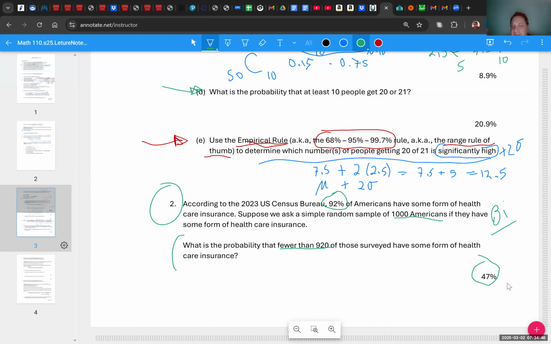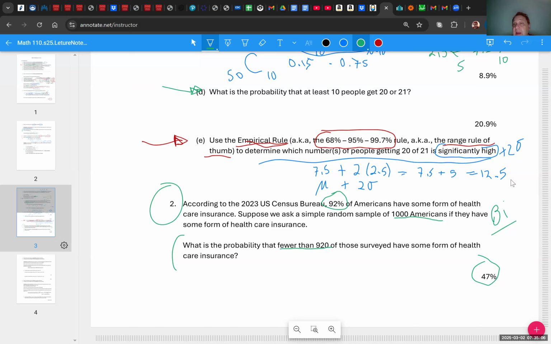For these questions, you don't actually have to do a lot of analysis. You don't have to do all the calculations for the mean and think about the empirical rule. For a lot of the homework questions, you open up the binomial calculator and you say, oh, there's 1,000 people, success is 92%. Boom, what is the probability that we have fewer than 920? It's 47%. So just like that.